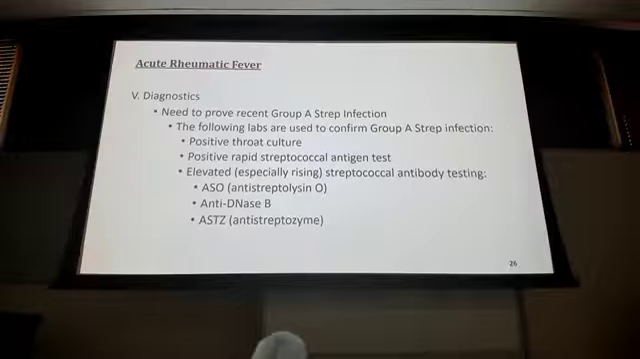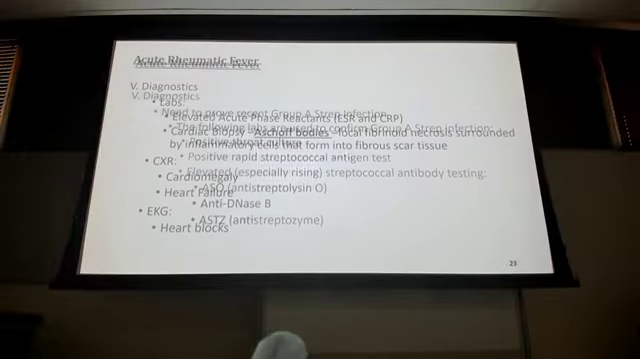So if your rapid strep is negative, your throat culture is negative, but you still are highly suspicious that this patient is having acute rheumatic fever, maybe let's go do the antibody test because it may be too far removed from that infection to be detected on those more acute kinds of tests, okay? So use the antibody tests to help you.